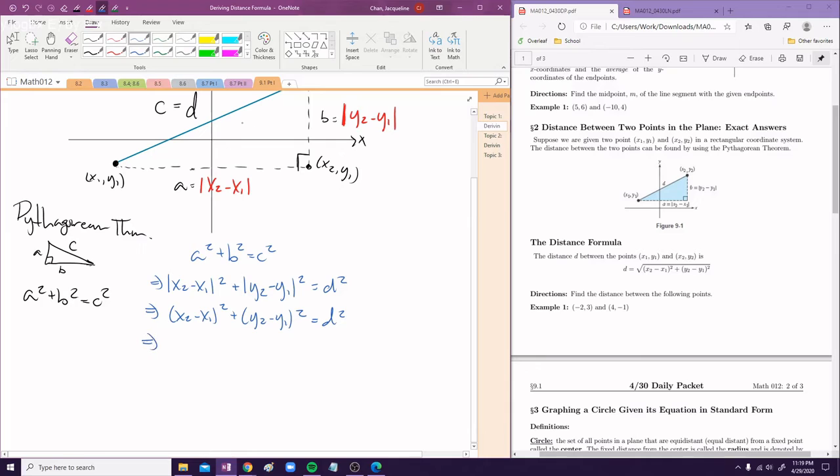Again, just a reminder, what is our goal here? Our goal is to solve for D. We're very close because we're at D squared. So what am I going to do? I'm going to apply the square root property. This is going to be plus or minus the square root of x2 minus x1 quantity squared.